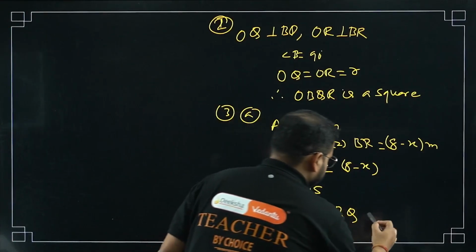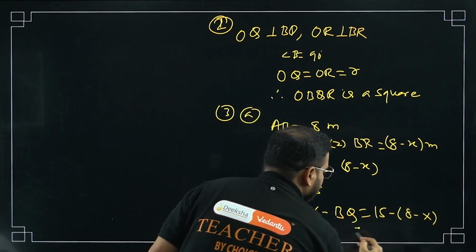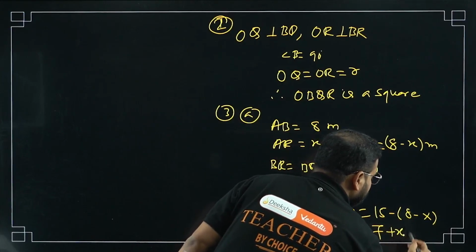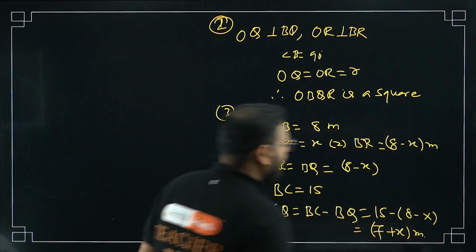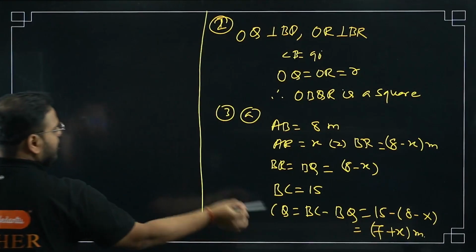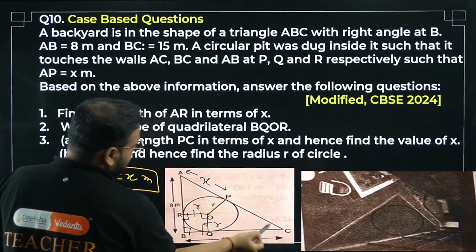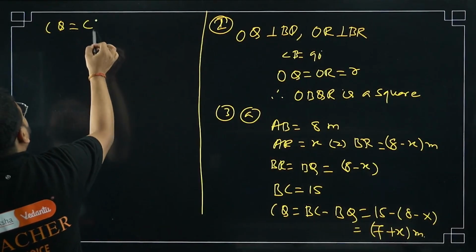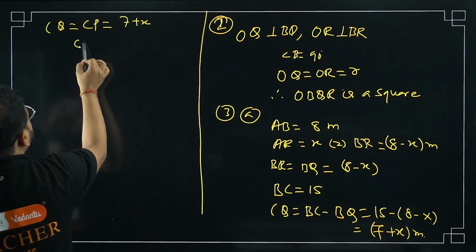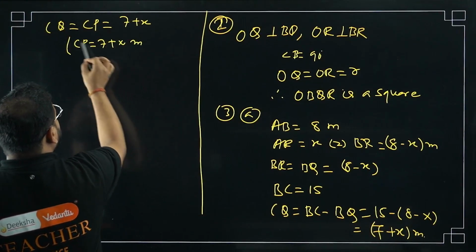It will become 15 minus 8 minus x, which is nothing but 15 minus 8 is just 7, and minus becomes plus. 7 plus x meters is my value of CQ. Okay, chaliye. We also know CQ is equal to CP, same property, external point. So CP equals 7 plus x meters.